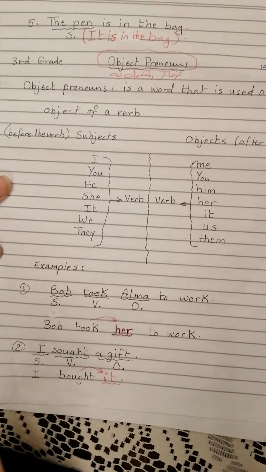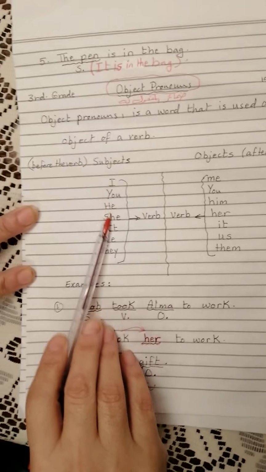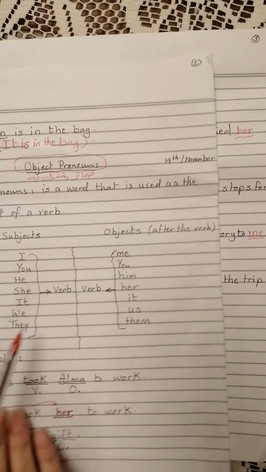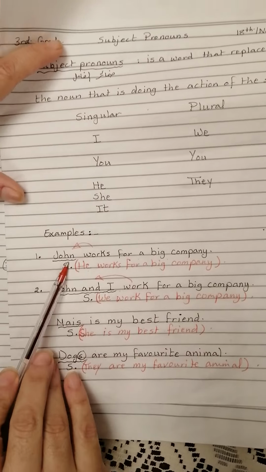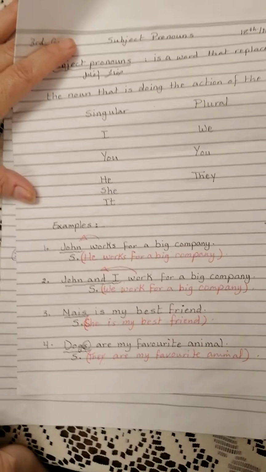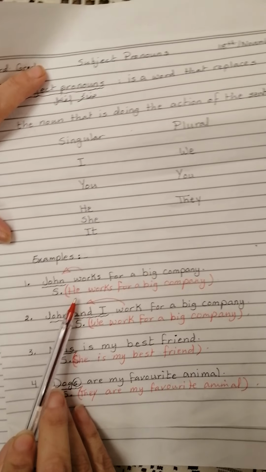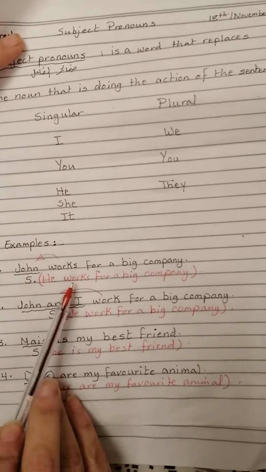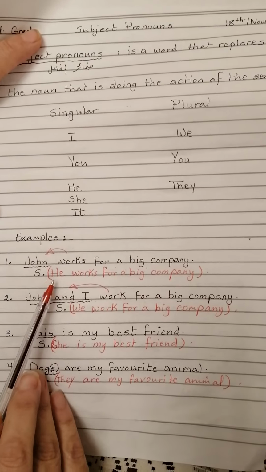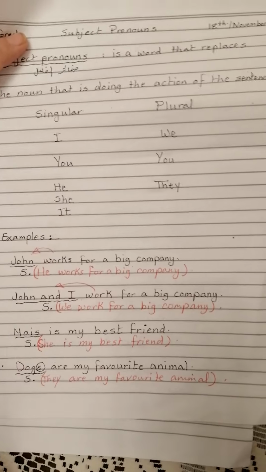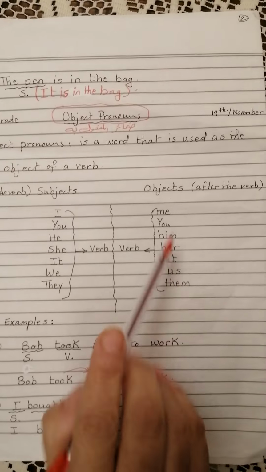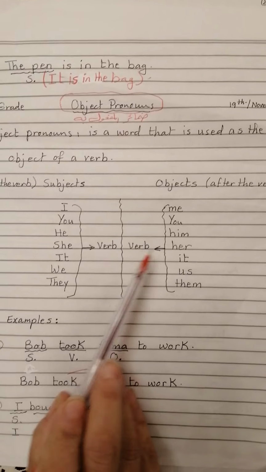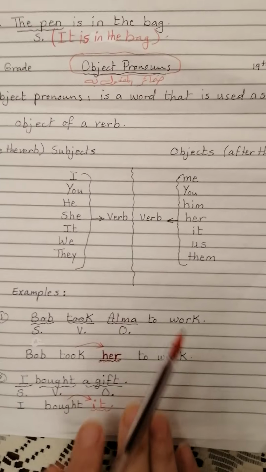And if you notice, my dears, the subject pronoun comes before the verb, as you see here. John works for a big company, and we use the subject pronoun he before the verb. He works. So the subject pronoun comes before the verb, but the object pronoun comes after the verb. We will see examples.